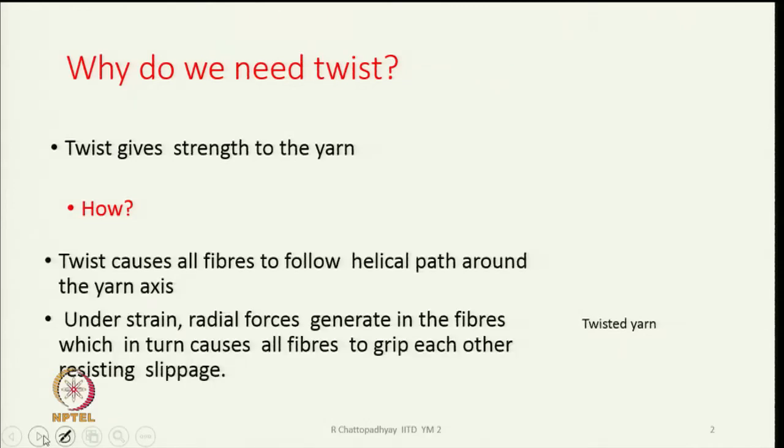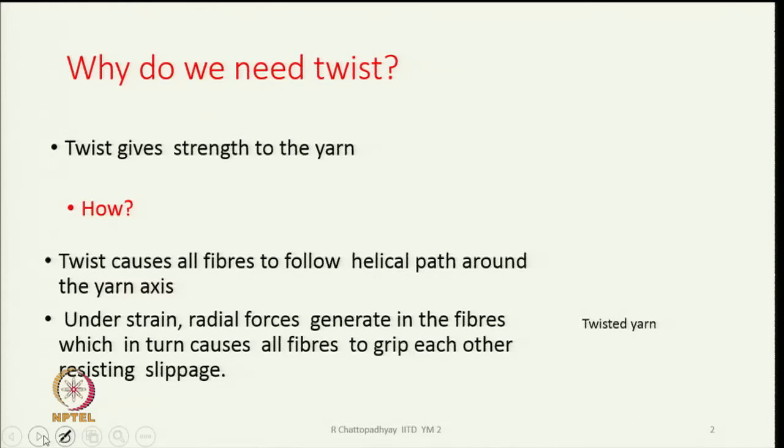How does it impart strength? Twist causes all fibers to follow a helical path around the yarn axis. The very purpose of twisting is that we force the fibers to follow a helical or spiral path. And under strain, radial forces generate in the fibers, which in turn cause all fibers to grip each other, resisting slippage.